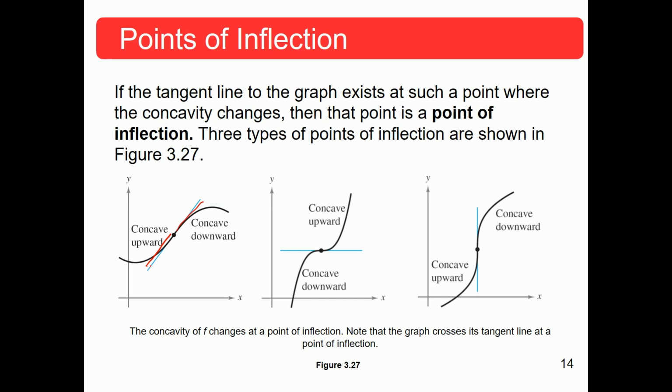And notice that that horizontal or that tangent line right there goes through both top and bottom, right? So if there's a point that has a tangent line that goes directly through the point where we switch from concave up to concave down or concave down to concave up, if that's the case, then this is called a point of inflection. It's where concavity changes.